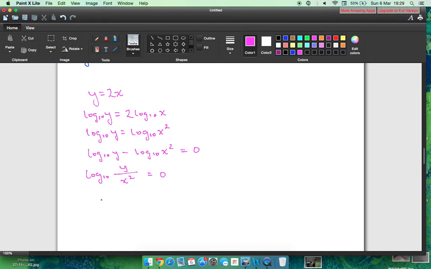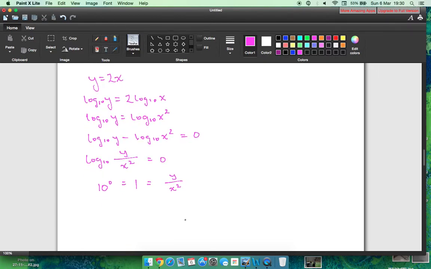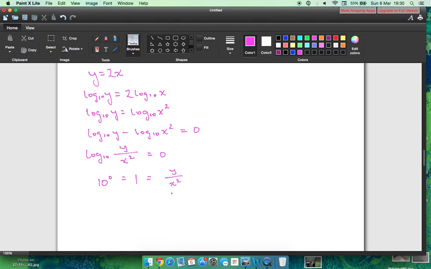This means that 10 to the power of 0, which equals 1, equals y over x squared. Now all I want to do is isolate y, so to do that I multiply both sides by x squared, and what I end up with is y equals x squared. So now by doing that I found out that the power model that best fits the data set given to me is y equals x squared.